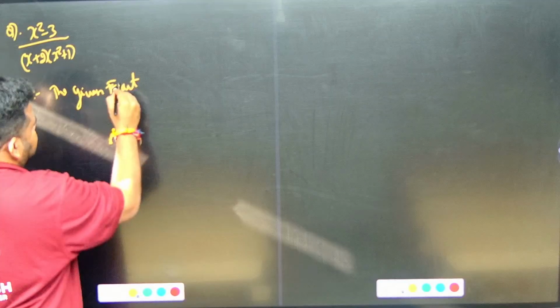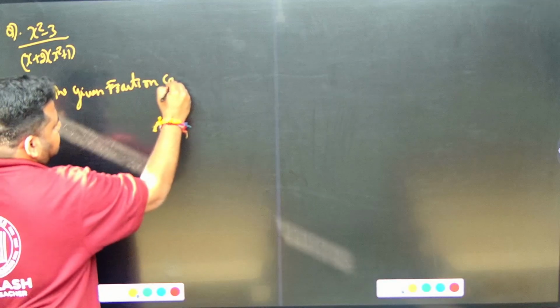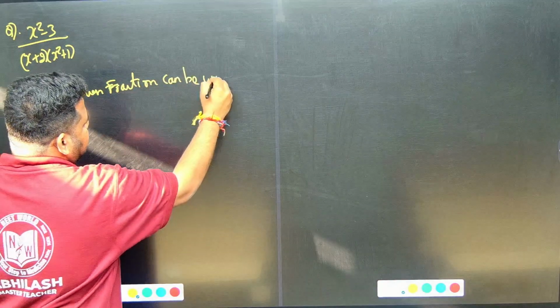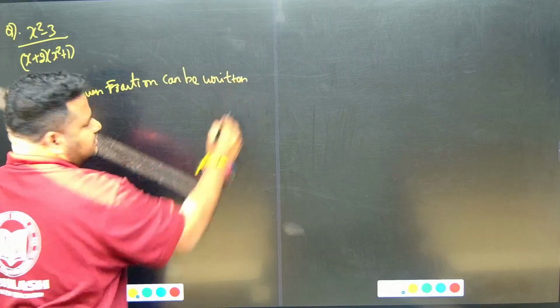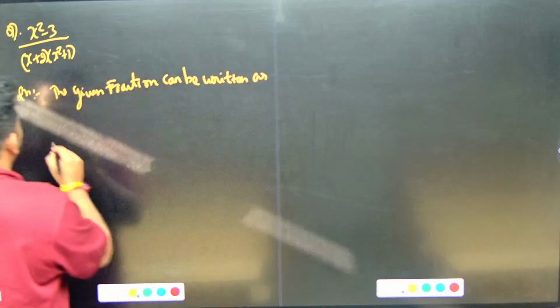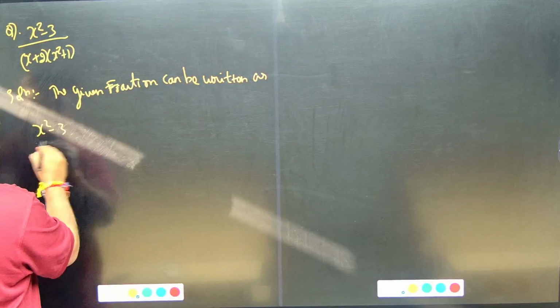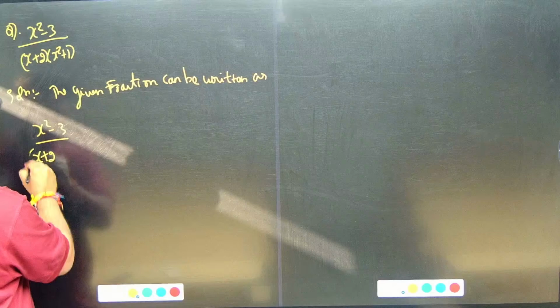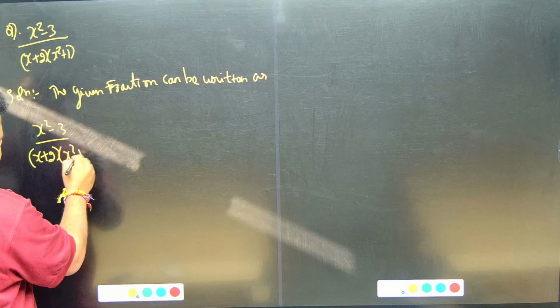The given fraction can be written as, you have to write all these things directly. (x² − 3) divided by (x + 2)(x² + 1) can be written as what?